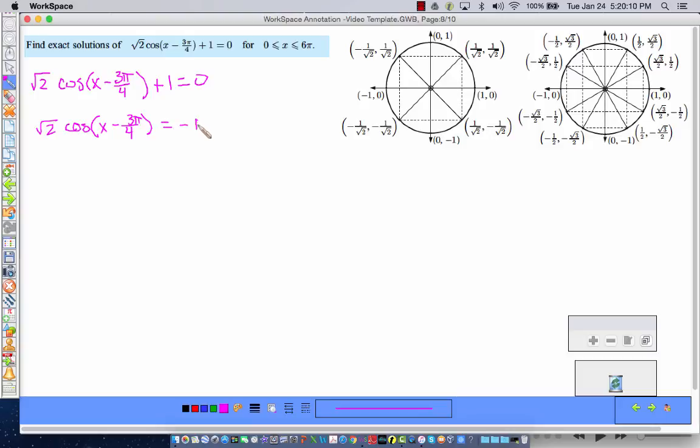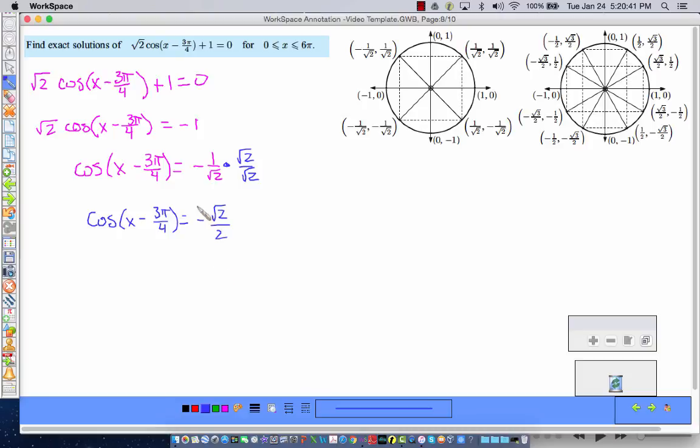That equals -1. Then I divide by √2, so I get cosine of x minus 3 pi over 4 is equal to -1 over √2. And maybe that's not recognizable to you, but if I rationalize the denominator by multiplying both by √2 over 2, I end up with cosine of x minus 3 pi over 4 is equal to -√2 over 2. Okay.